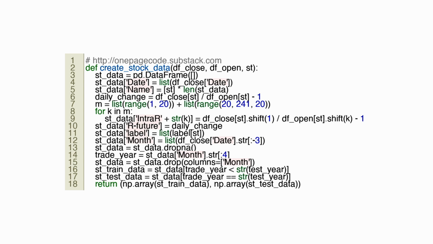The code also adds the daily change, labels, and month to the data frame. It then removes any rows with missing values and creates separate data frames for the training and testing data based on the year in the month column. Finally, it returns the training and testing data as NumPy arrays. The purpose of this code is most likely to create a dataset for machine learning or statistical analysis, with columns representing different factors that could potentially affect stock prices.